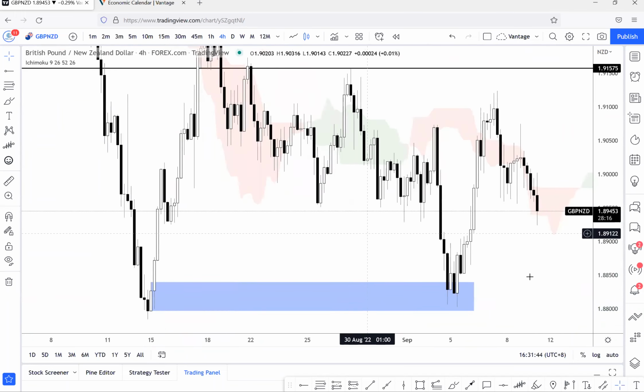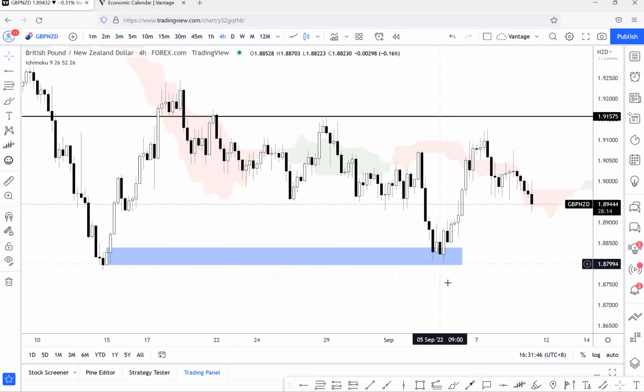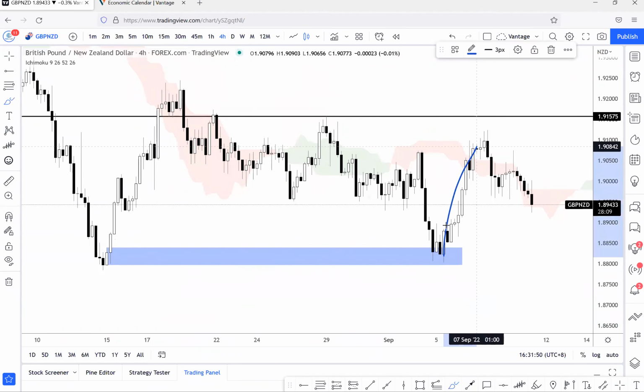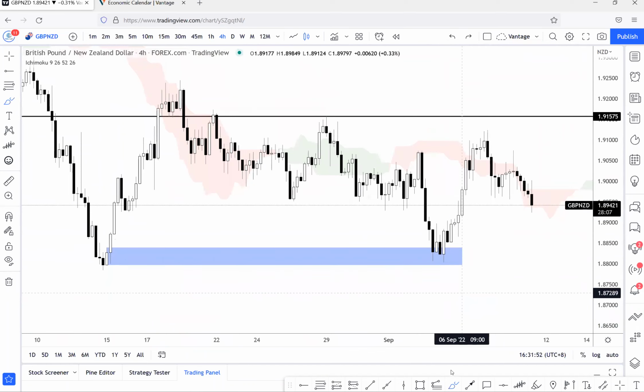let me just remove this. So we have this area, right? And price came in, tapped into this region. You can see that the next area that price came in before we saw the strong push up is actually this region over here.